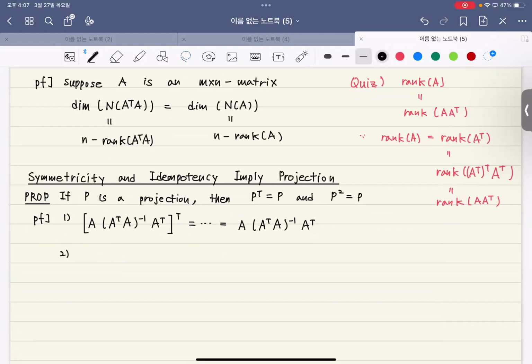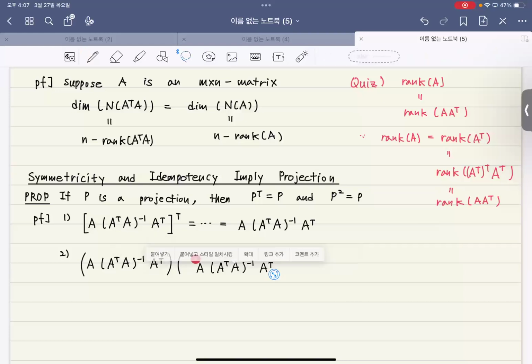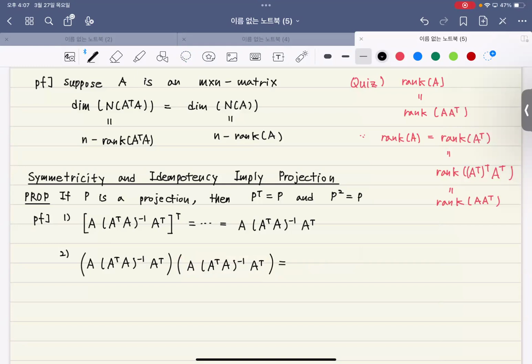And now I want to show that this is an idempotent matrix. So this guy multiplied by itself. Well, here A transpose A is now multiplied by its own inverse, so those two guys just cancel. So this is just the projection matrix. Okay, so idempotency and symmetry are very easy to show.